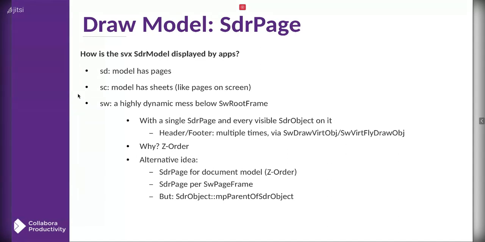And in Calc, it's kind of similar. There are sheets in the document model. And if you look just at the screen, then a sheet is essentially the same thing as a page. So it's handled similarly, one SDR page per sheet. But in Writer, it's quite different, because the document model is just a single document body. And below the root frame you have something very, very dynamic that you can't really predict ahead of time. And so what was done there is that there is a single SDR page for the entire document, and every visible SDR object is on that SDR page.